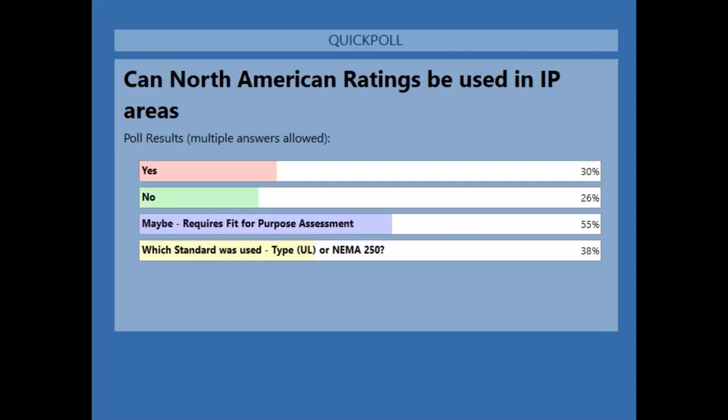If one were to immediately accept a NEMA or UL type, you could be putting the end user in significant danger. A transformer, high voltage motor, intrinsically safe equipment, SIS, safety instrument system equipment, could get water into it. That would compromise its EX protection technique. So really, the 2 answers are maybe with a fitness for purpose assessment and which standard was used. Sometimes it's a yes, but you have to assess it. You have to do a risk assessment.